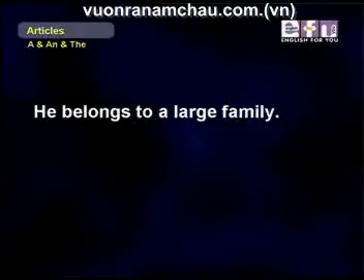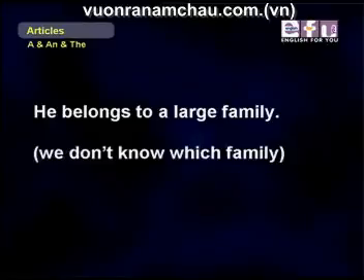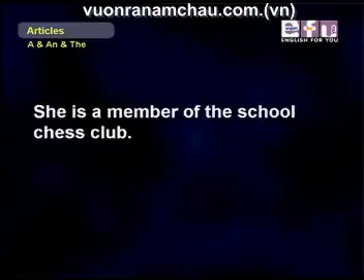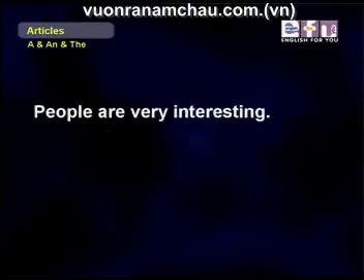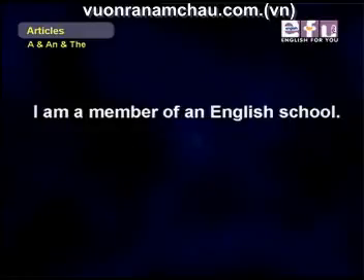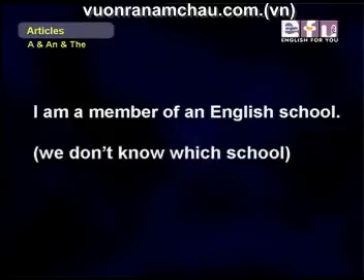He belongs to a large family. We don't know which family, so we use a because it's not specific. She is a member of the school chess club. This is a special group because there is probably only one school chess club, so we use the specific article the. People are very interesting. We're talking about all people, so we don't use an article. I am a member of an English school. We don't know which school, so we use the article an, not specific.